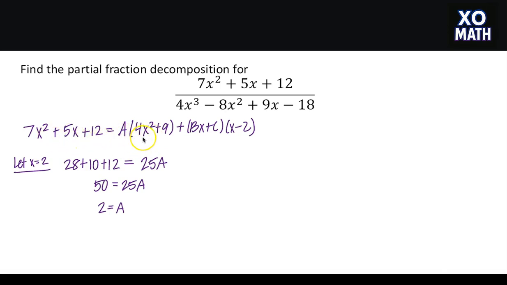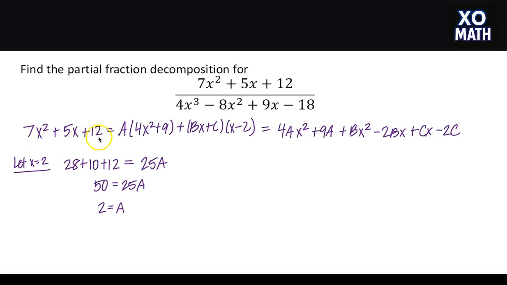So I am going to go ahead and distribute in the a and then distribute out this right-hand side. It's not totally necessary to do, but I'm going to go ahead and do it. So I have 4a x squared plus 9a. So I'm distributing in the a. And then over here, I'd have to multiply it all out. So bx times x is bx squared, plus, if I do first and then outer, minus 2bx, and then plus cx minus 2c.